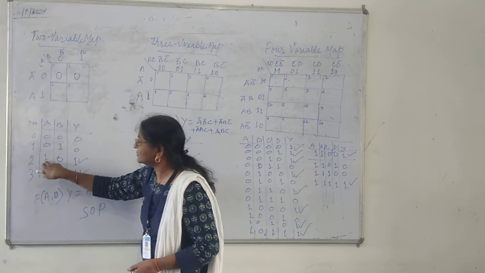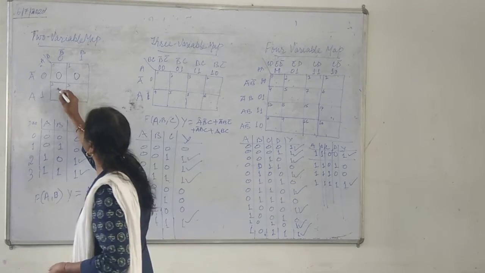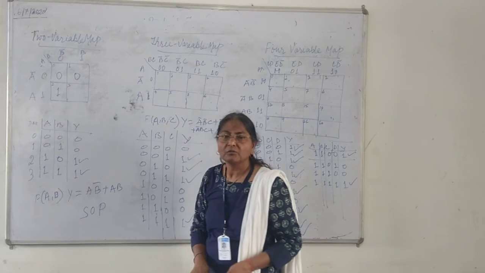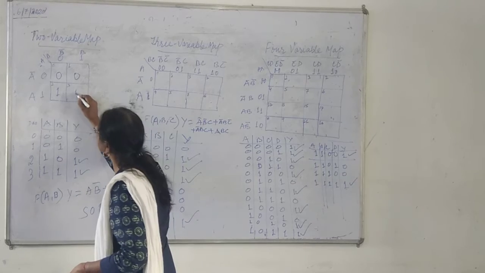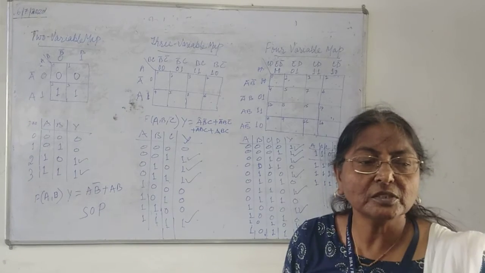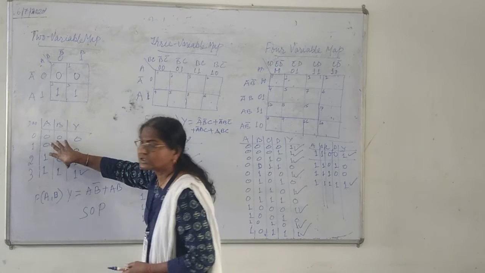Now for the value 1, 0, I have considered the output 1, so here I will write 1. And for this one, I have considered output 1, so here I will write 1. Now this table is converted into a map. We can draw the map with the help of this table.